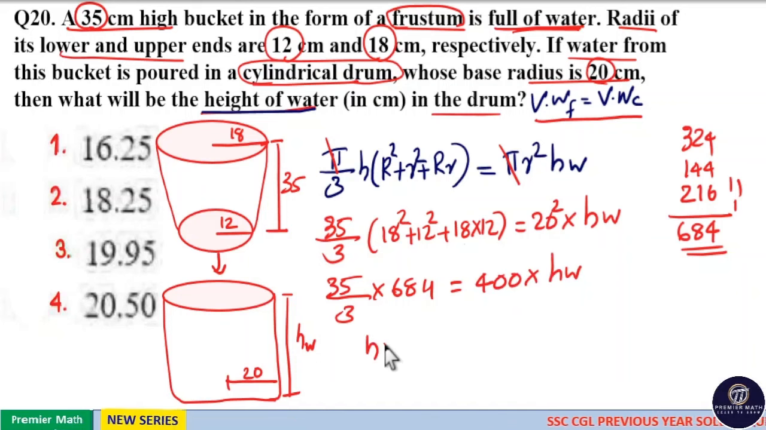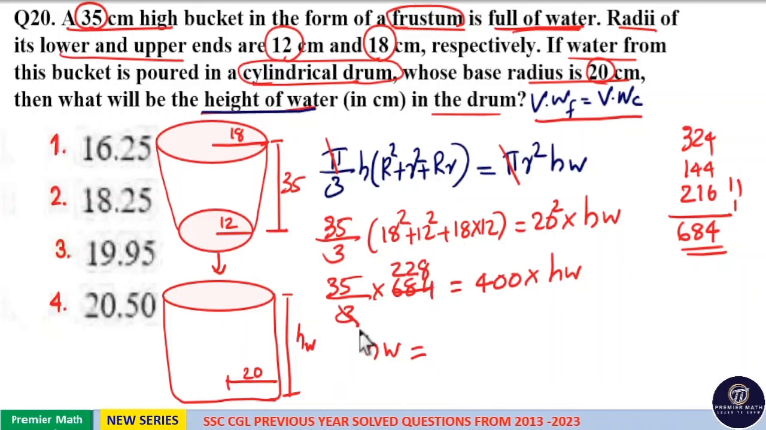Now, height of water is equal to, here 3 goes 2 times in 6, 2 times in 8, 8 times in 24.